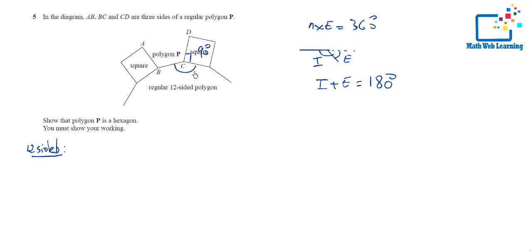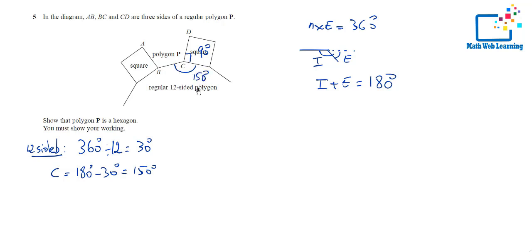In order to calculate the interior angle C, I'm going to use this little formula. First I need to find the exterior angle, so I'm going to do 360 divided by the number of sides, which is 12. That will give me an angle of 30 degrees. That is the exterior angle in the 12-sided polygon. So therefore, C should be equal to 180 minus the exterior angle, 30 degrees, and that gives me 150. So basically, C is 150.